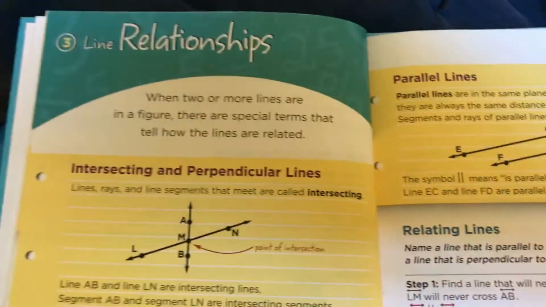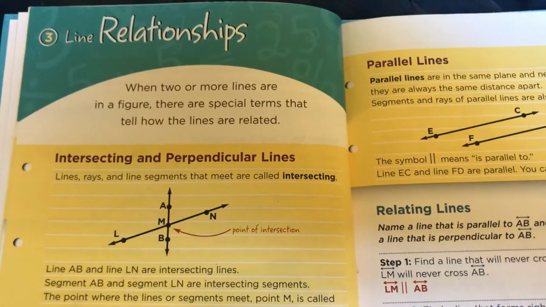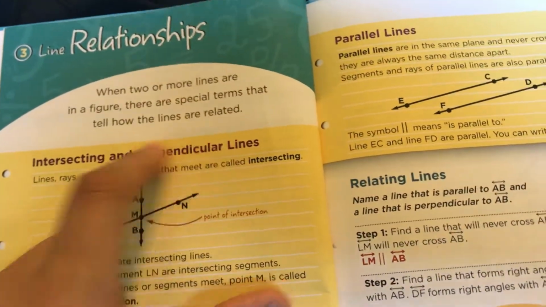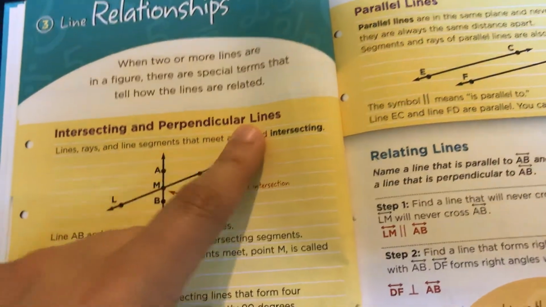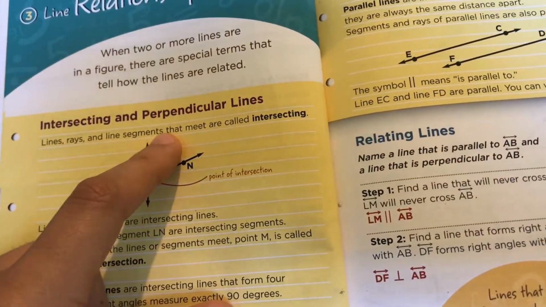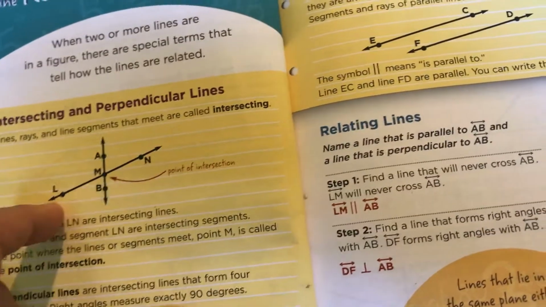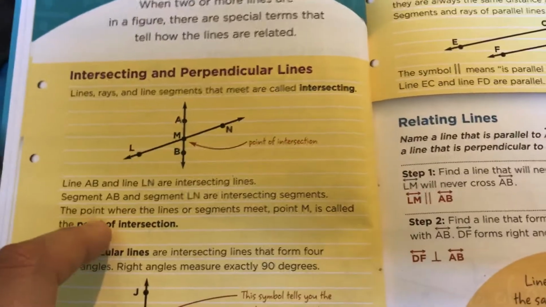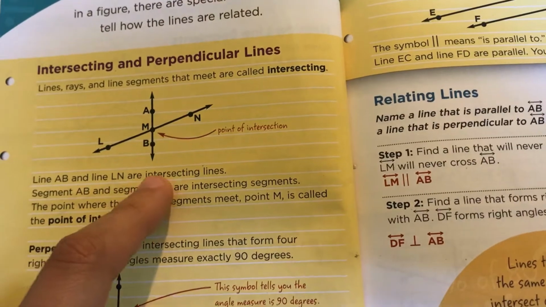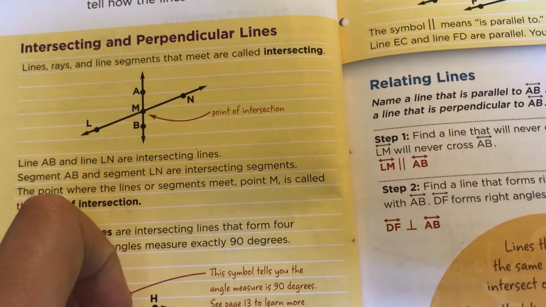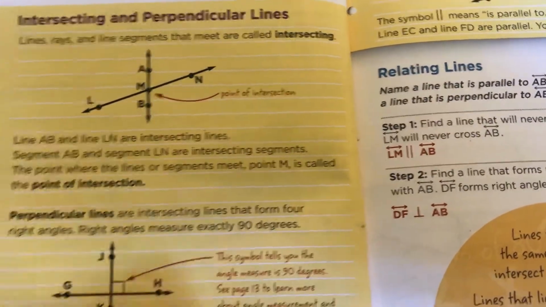Next chapter, line relationships. When two or more lines are in a figure, there are special terms that tell how the lines are related. Intersecting and perpendicular lines. Lines, rays, and line segments that meet are called intersecting. That's the point of intersection. Line AB and line LN are intersecting lines.